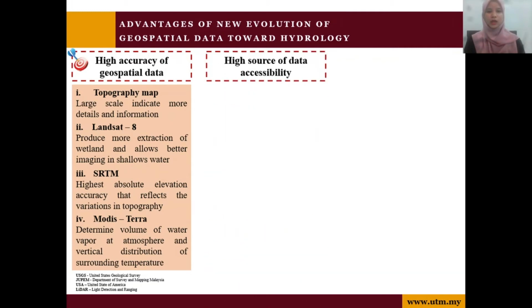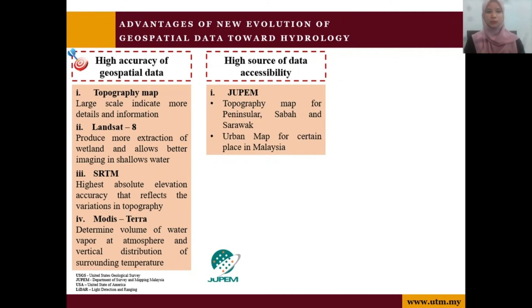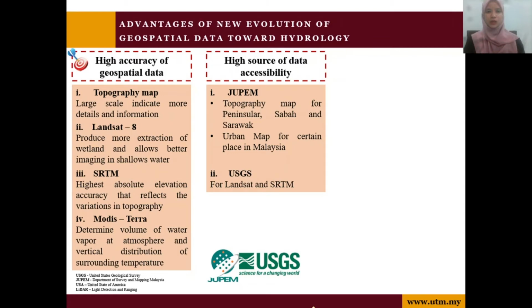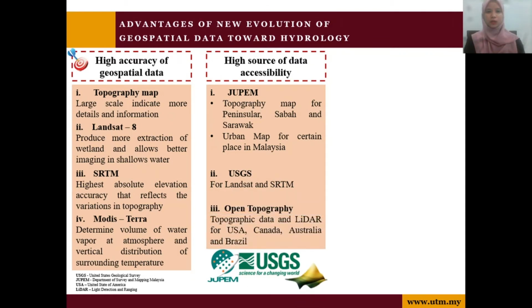The second advantage is high source of data accessibility. Here it means that most geospatial data can be obtained through open source data. For instance, the Department of Survey and Mapping Malaysia, also known as JUPEM, provides topography maps in Peninsula, Sabah and Sarawak, and also urban maps for certain locations in Malaysia. Next, the United States Geological Survey, also known as USGS, provides Landsat and SRTM data. And lastly, OpenTopography provides topographic data and also LiDAR for the United States of America, Canada, Australia, and also Brazil.